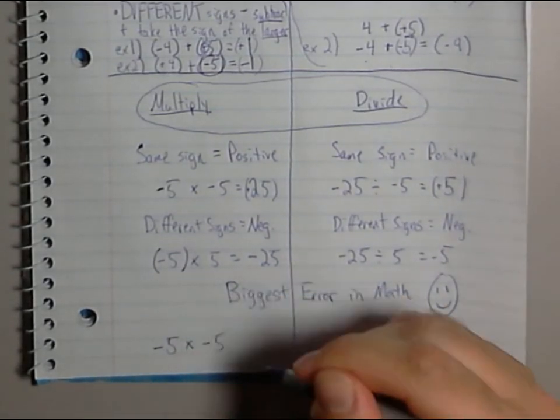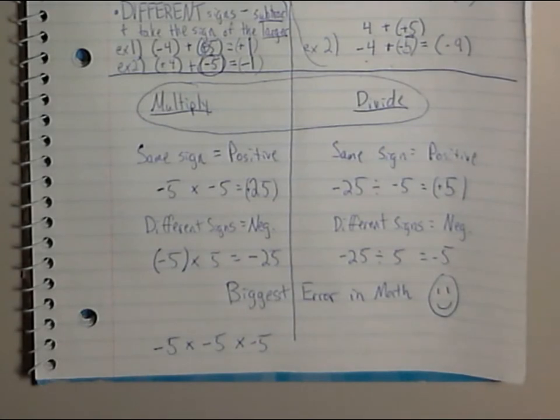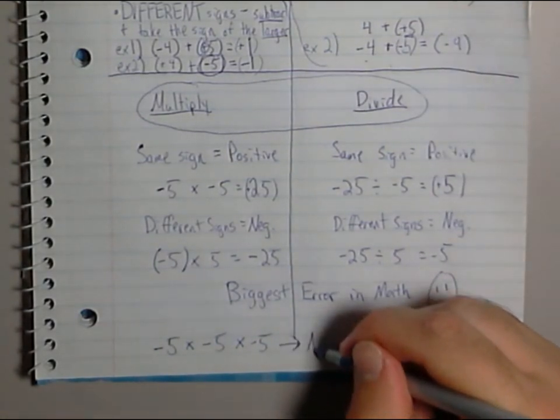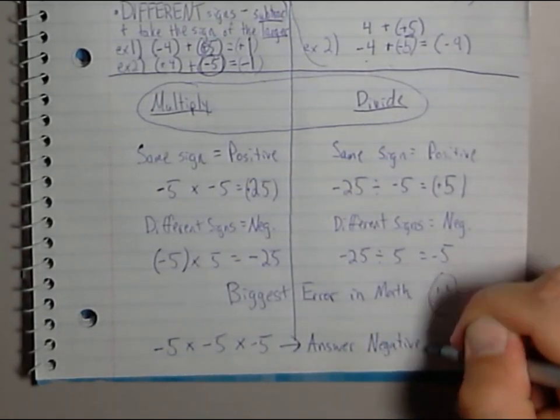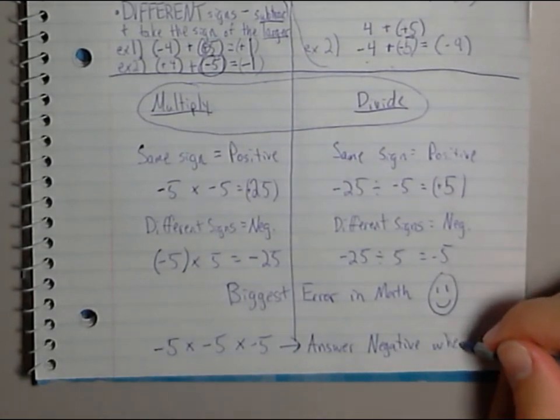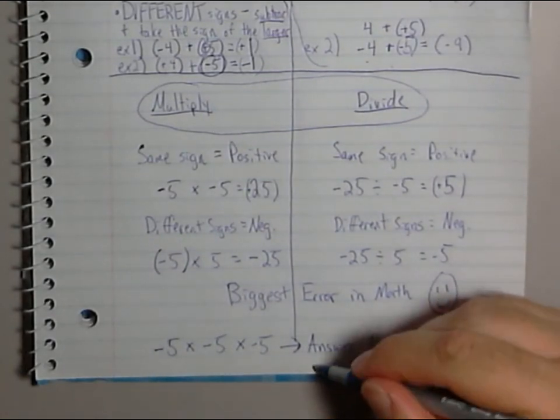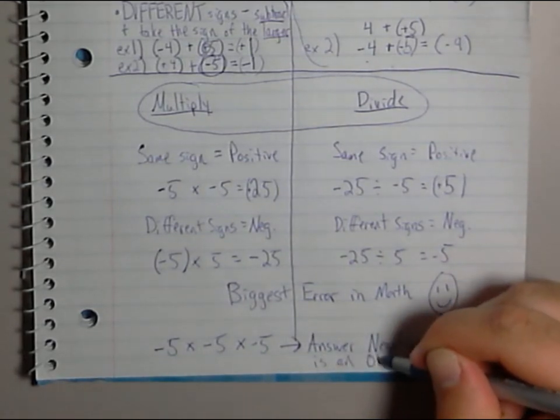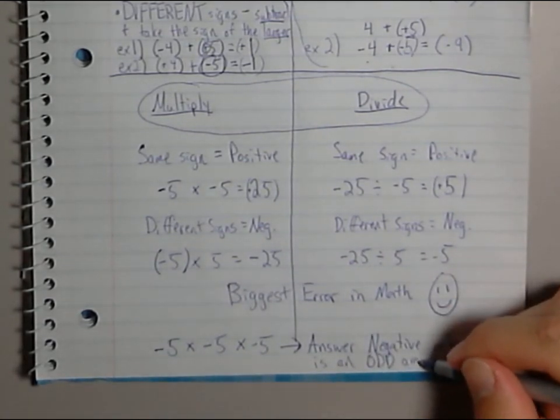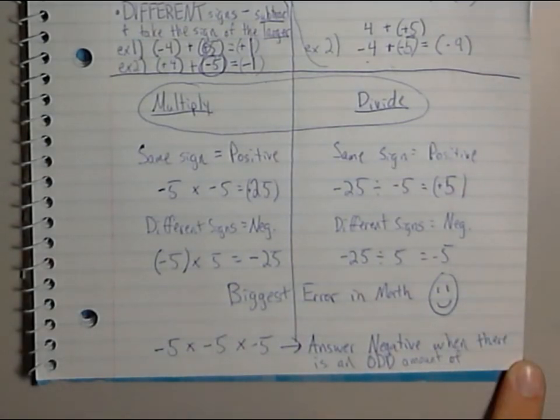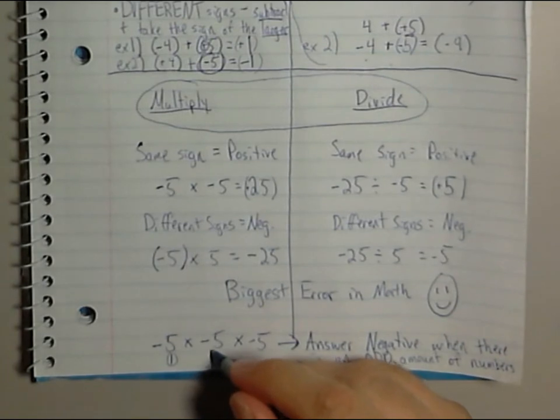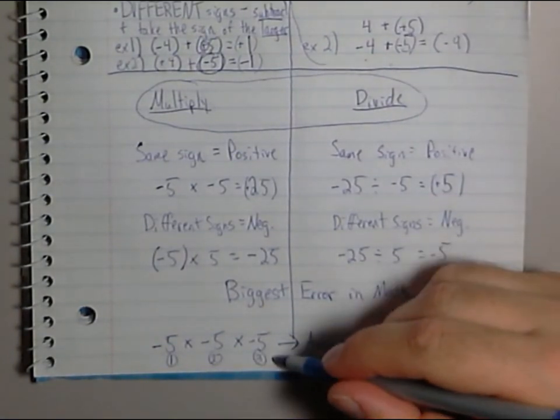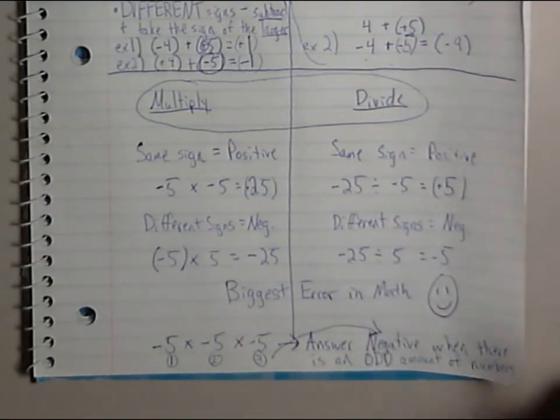There's one more thing I want to show you. What happens if there's more than one number? Well, let's take a look at this. I have negative 5 times negative 5 times negative 5. Whenever you have something like this, there might even be 5 or 6 numbers that have negatives, or maybe it's mixed with negatives and positives. Just know that your answer is always going to be negative when there is an odd amount of numbers that are negative. So, for instance, in this one, all 3 of the 5s here are negative. So we have 3 negative numbers. This is the first one, this is the second, and this is the third. Well, since it's odd, I know that my answer is going to be negative.